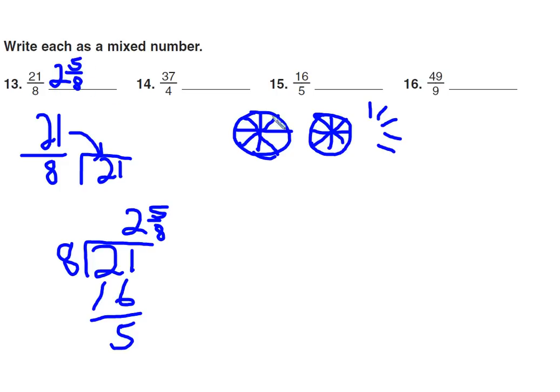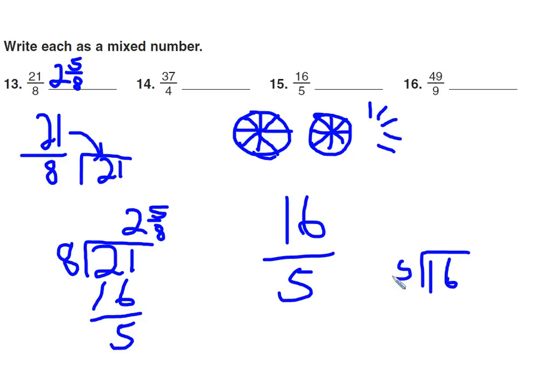Let's take a look at 16 fifths. Now my pizzas are cut into fifths. 5 pieces make 1 pizza. I can't draw that very well, sorry. So we'll just do it the mathematical way. It's an improper fraction. 16 divided by 5. So how many wholes is that? Well, that's 3 wholes. I have 3 whole pizzas and 15 pieces. I'm dividing 16 into groups of 5. I get 3 wholes. How many left over? 3 times 5 is 15. 1 left over. So 3 and 1 fifth.